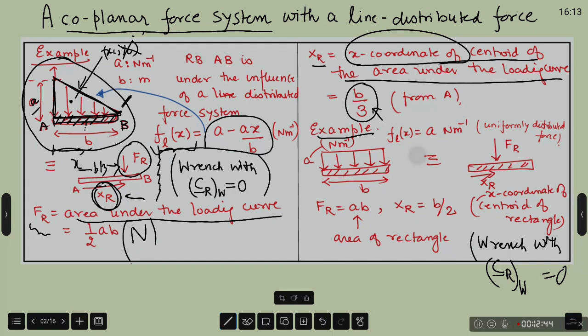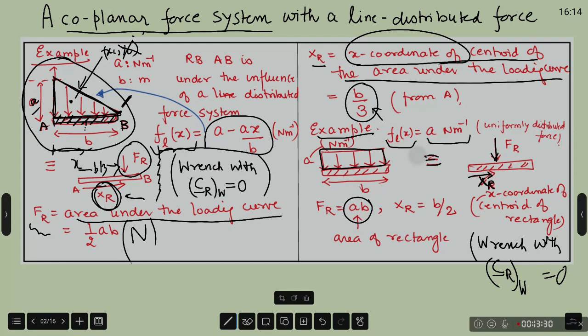I showed another example. This example is even simpler than the previous one. Here the line distributed force is uniformly distributed, which means that FL of x is just a Newton per meter. I have to replace this force system by again one single force acting at a particular point, XR. I need to find FR and XR. FR is the area under the loading curve, which is just A times B, a rectangular area.